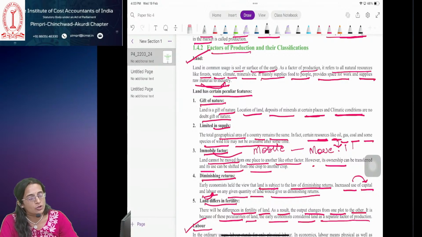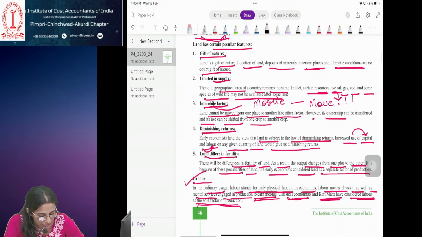So what in short did you get from this? Land is an immobile factor. It cannot be moved from one place to another, but the ownership of land can be transferred, and the crops in an agricultural land can also be changed. This is in very general terms, not anything difficult or advanced, very basic level concepts, right?